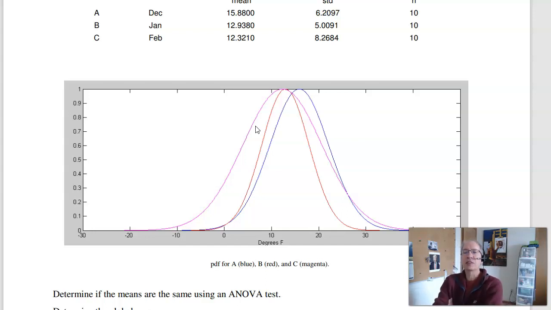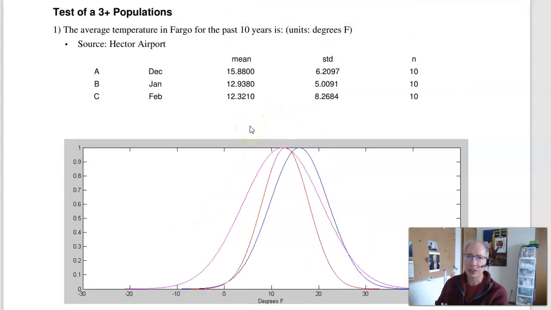Do these have the same mean? One of the reasons you might want to do this is, I'm at a company, I've got 3 parts that have come in. Are they the same? Can I just lump them together, throw them in a big bin? That's kind of what analysis of variance does. Are the means basically the same?